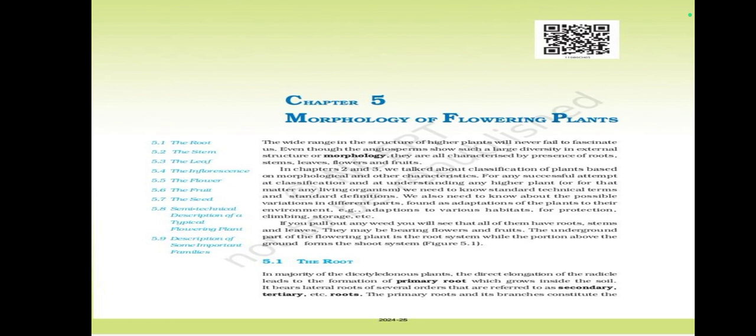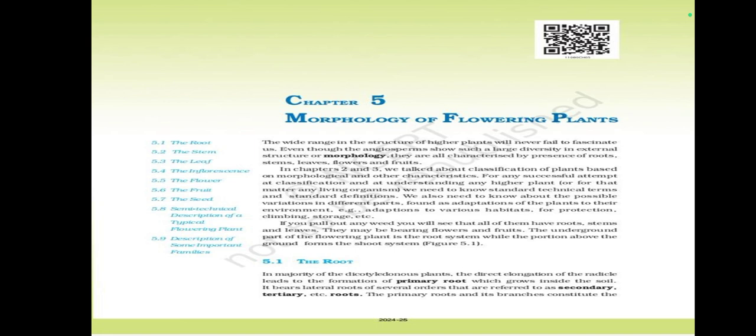Morphology of flowering plants. The wide range of the structure of higher plants will never fail to fascinate us. Even though the angiosperms show such a large diversity in external structure or morphology, they are all characterized by the presence of roots, stems, leaves, flowers, and fruits. In chapters 2 and 3, we talked about classification of plants based on morphological and other characteristics.